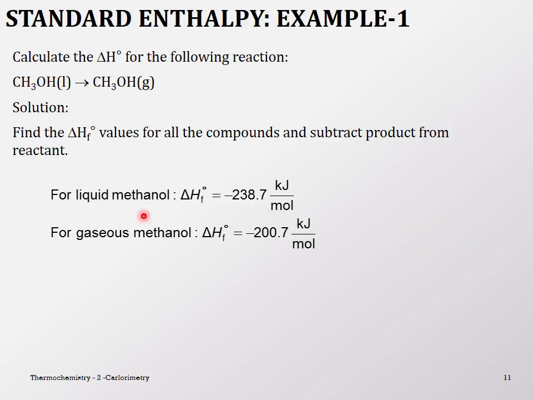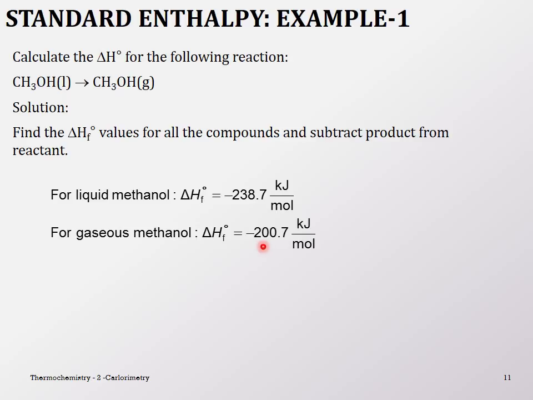So delta H formation for methanol is this. For gaseous methanol, it is 200.7 kilojoules per mole. And remember these things, the only way you can find them out is from the data tables. There is no other way to do this. So don't even memorize this. Don't look anywhere else. If I have to give you these problems, I have to give you the data tables. There's no other way to do this.